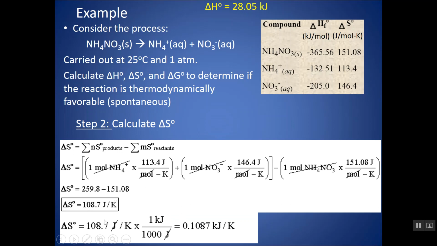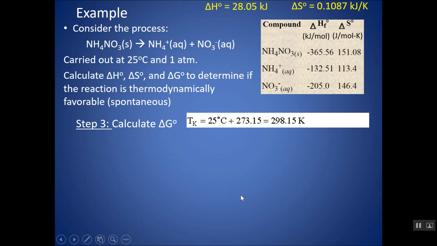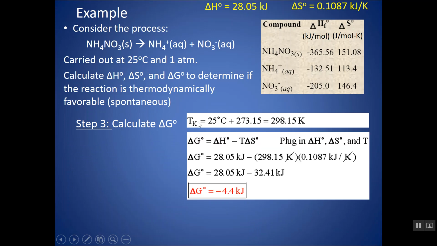And I'm going to convert delta S into kilojoules per Kelvin right away by dividing by 1,000 so that my units of delta H and delta S match. So now when I plug into delta G, first turn your temperature into Kelvin because we want the Kelvins to cancel out. So that's a common mistake I see, people forgetting to put in the temperature in Kelvin. And when I plug in, I get that delta G is a negative value.